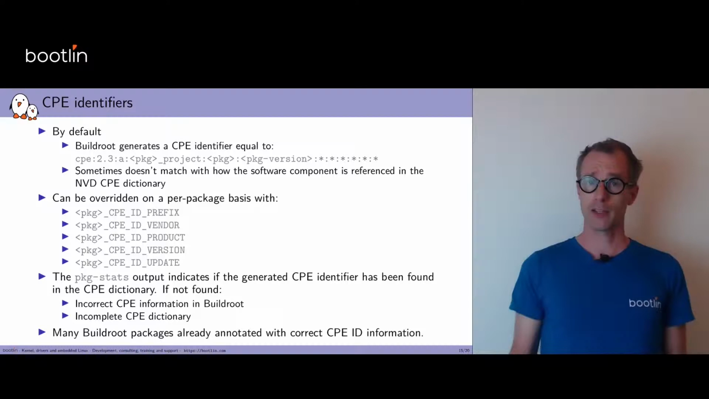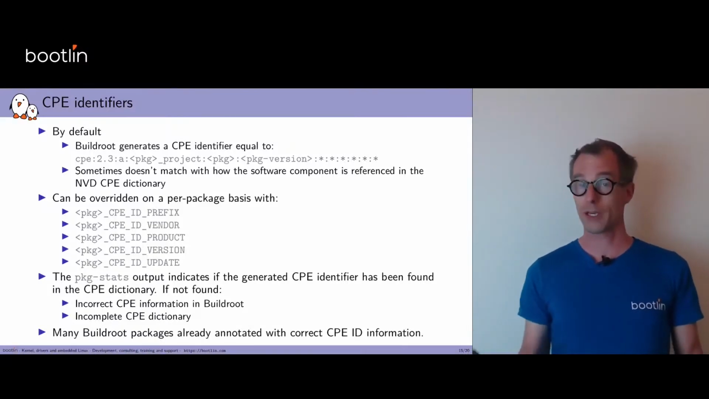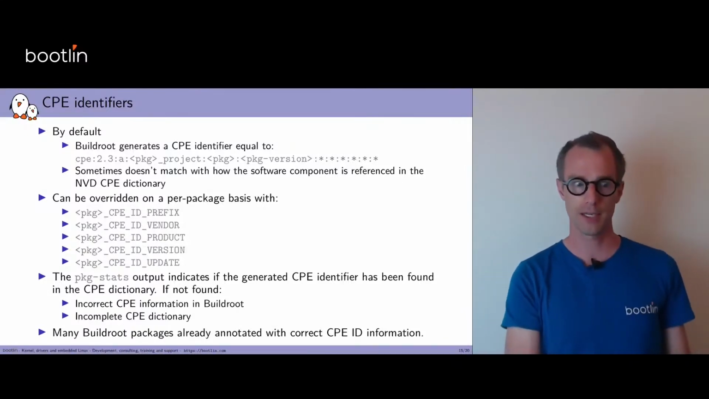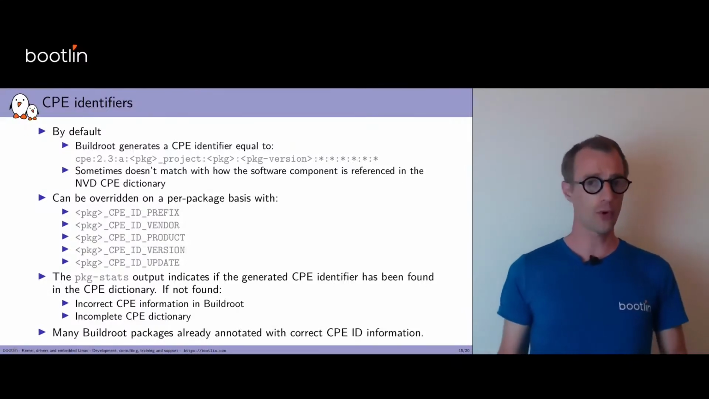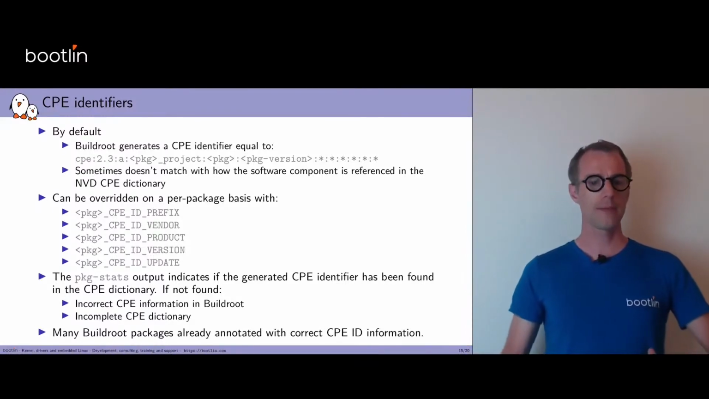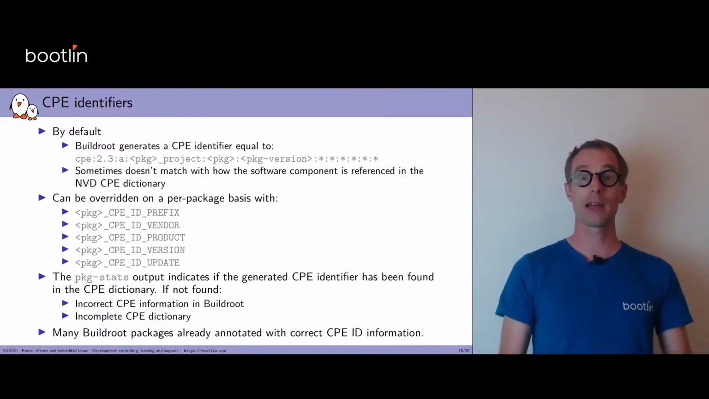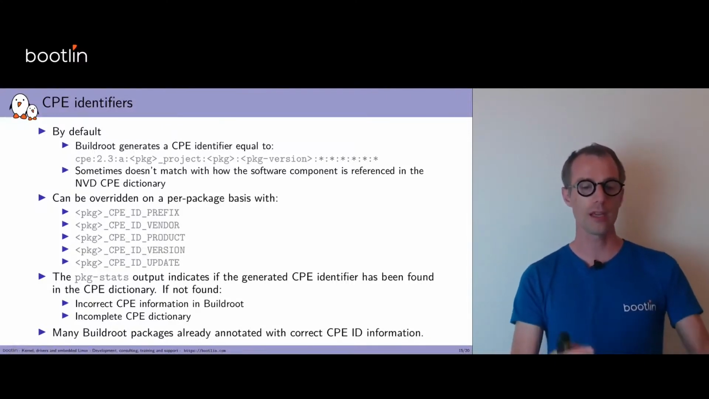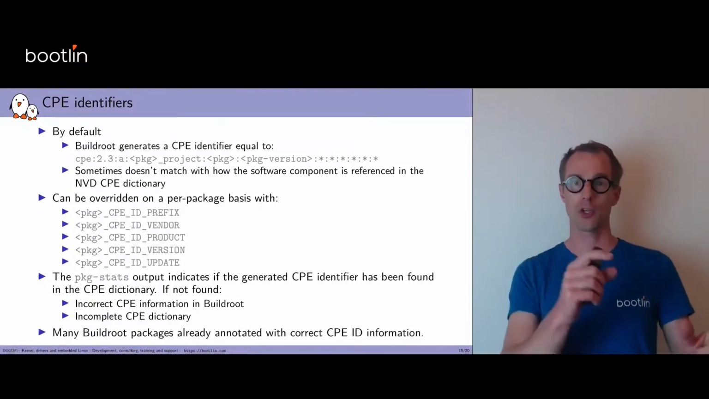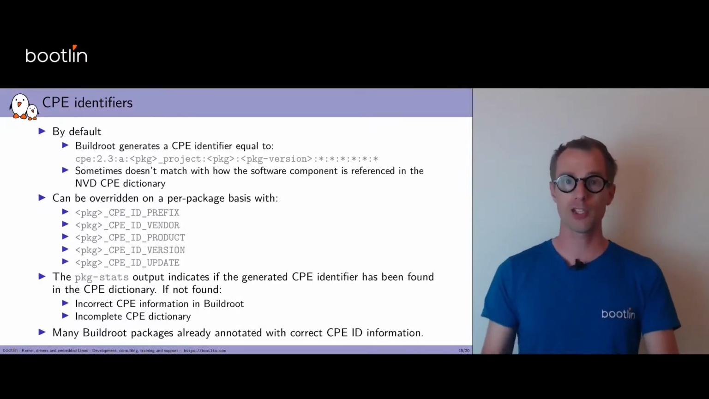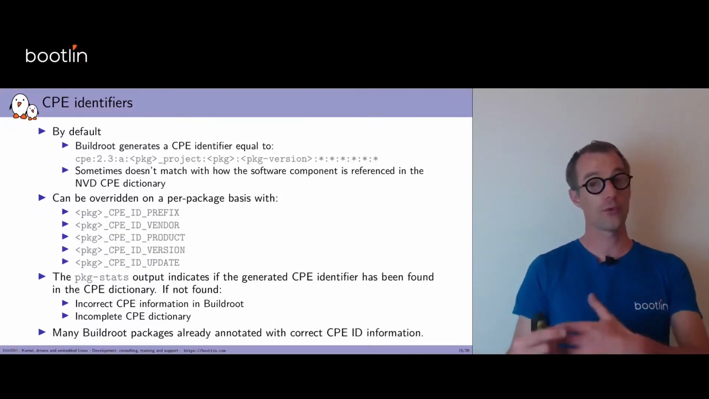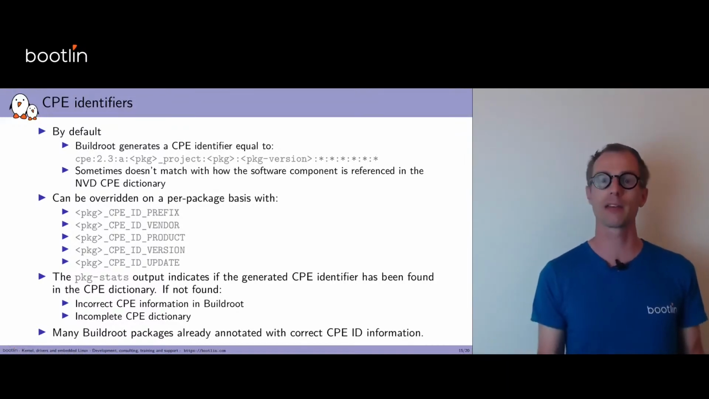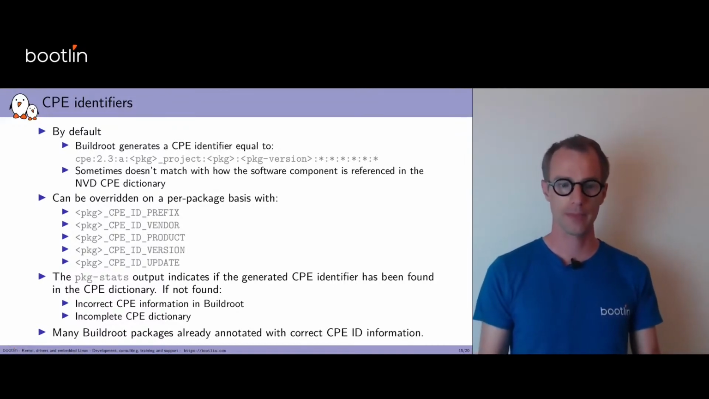So the CPE identifiers need to be known by Buildroot, because these are the key to match with CVEs in the CVE database. So by default, for every package, Buildroot automatically assumes that the CPE identifier is like this: cpe:2.3:a, name of the package _ project, name of the package, and version of the package. So if we have no other information, we will assume this is a possible CPE identifier for your package.